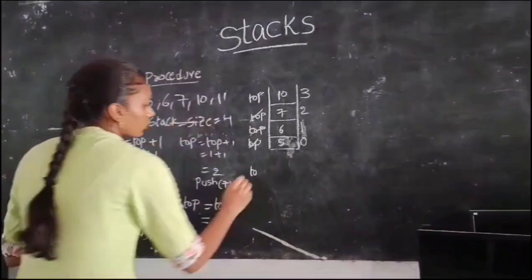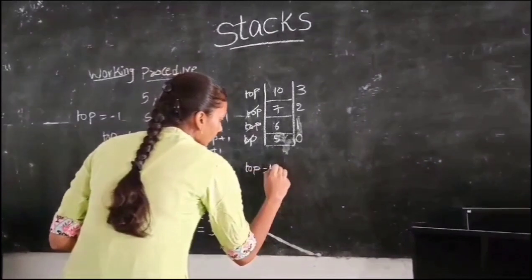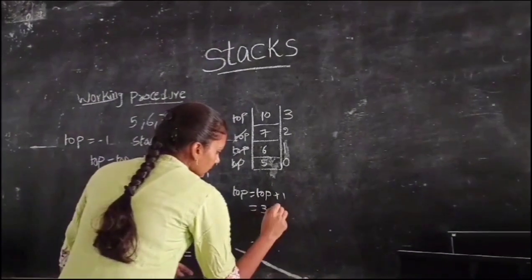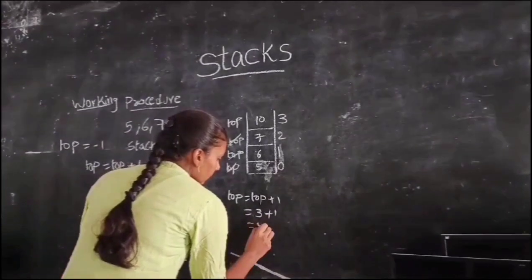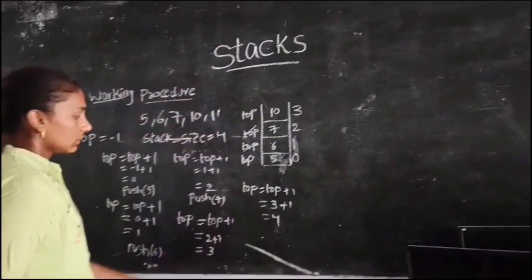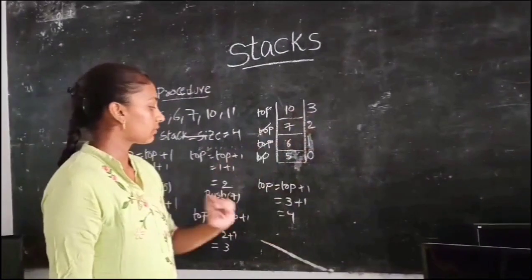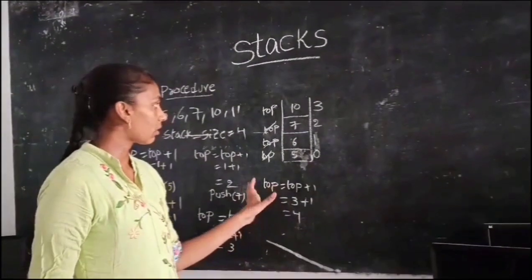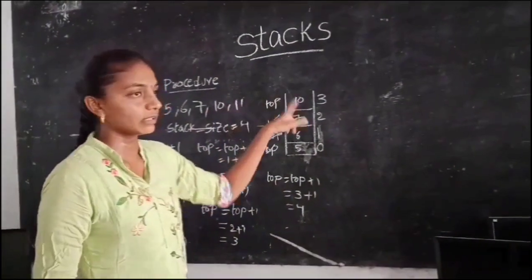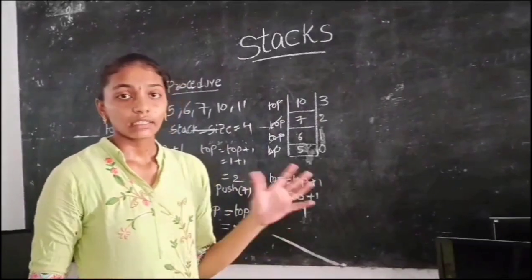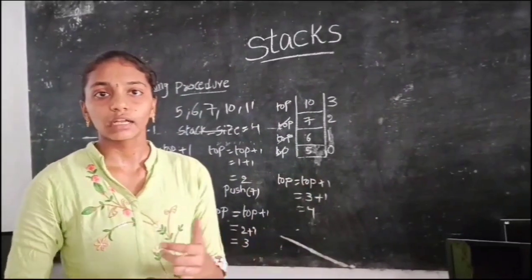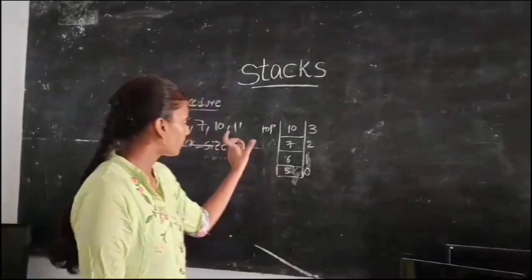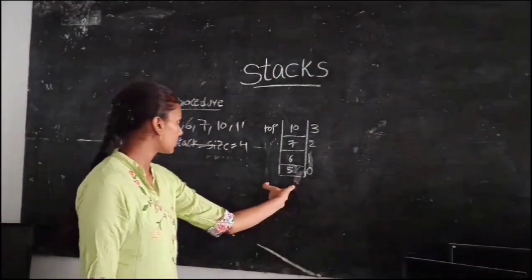I have another element, so I am incrementing the top value. Again top is 3, 3 plus 1 is 4. There is no index 4 in the stack. In this condition we cannot insert the next element into the stack, and there is no memory to allocate it. This condition is known as a stack overflow condition. After the push operations, my stack condition is this.